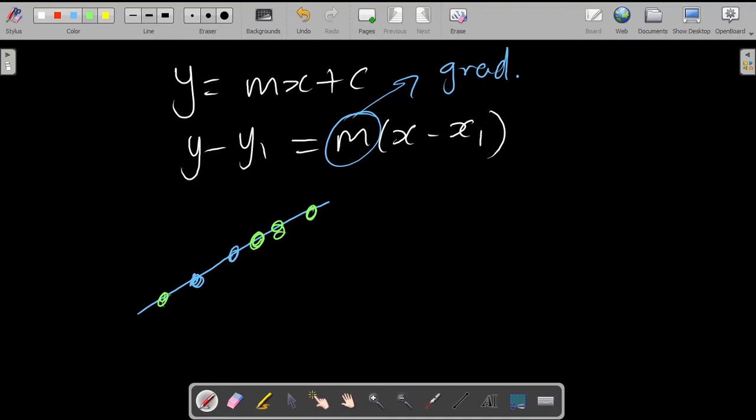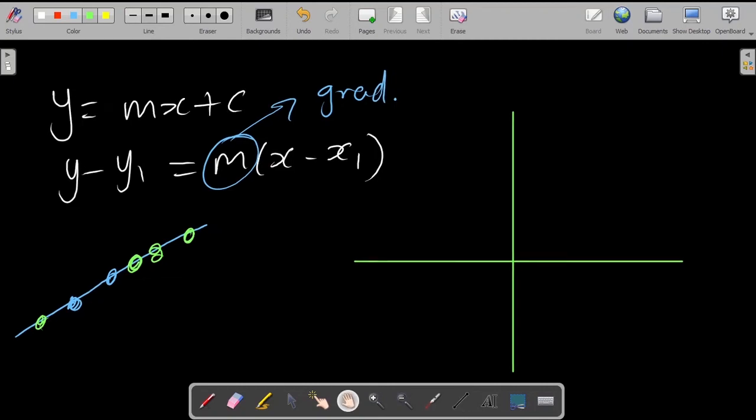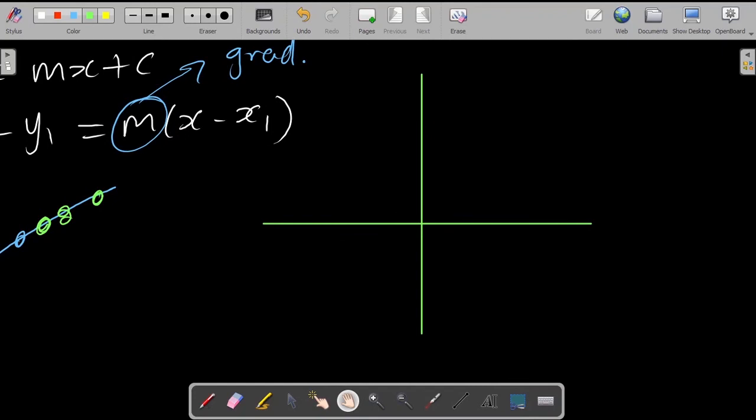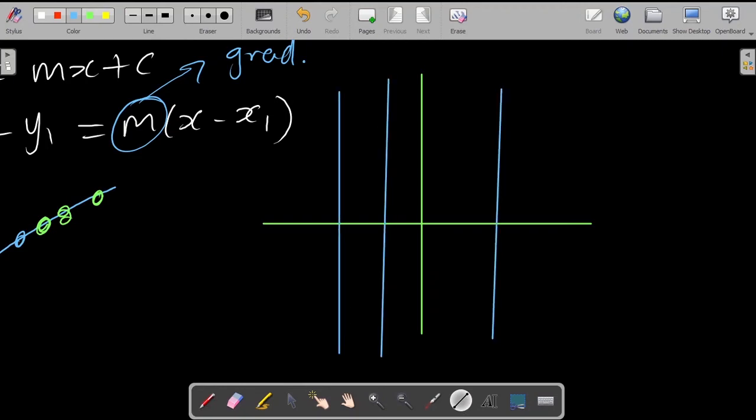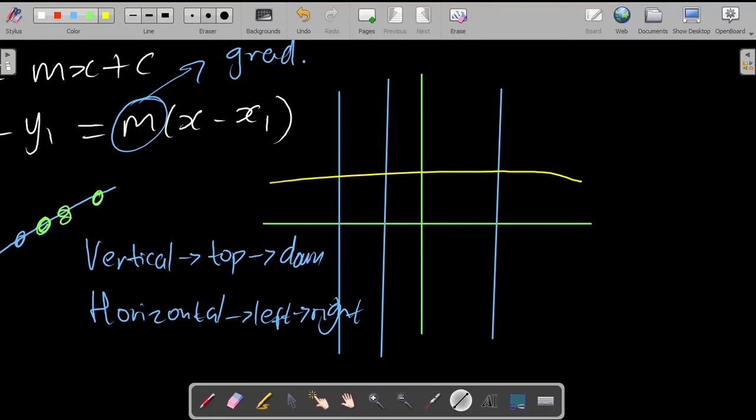And what else do I have to say about straight lines? Let's draw the Cartesian plane. And let's talk about vertical and horizontal lines before I talk about the last thing that I have to say. So a vertical line goes like this. It's basically vertical, right? Straight from top down. So vertical is top down. Just keep that in mind. Vertical, top down. And horizontal, it's basically left to right. So horizontal and vertical. So this would be horizontal, something like that. It will be horizontal basically.